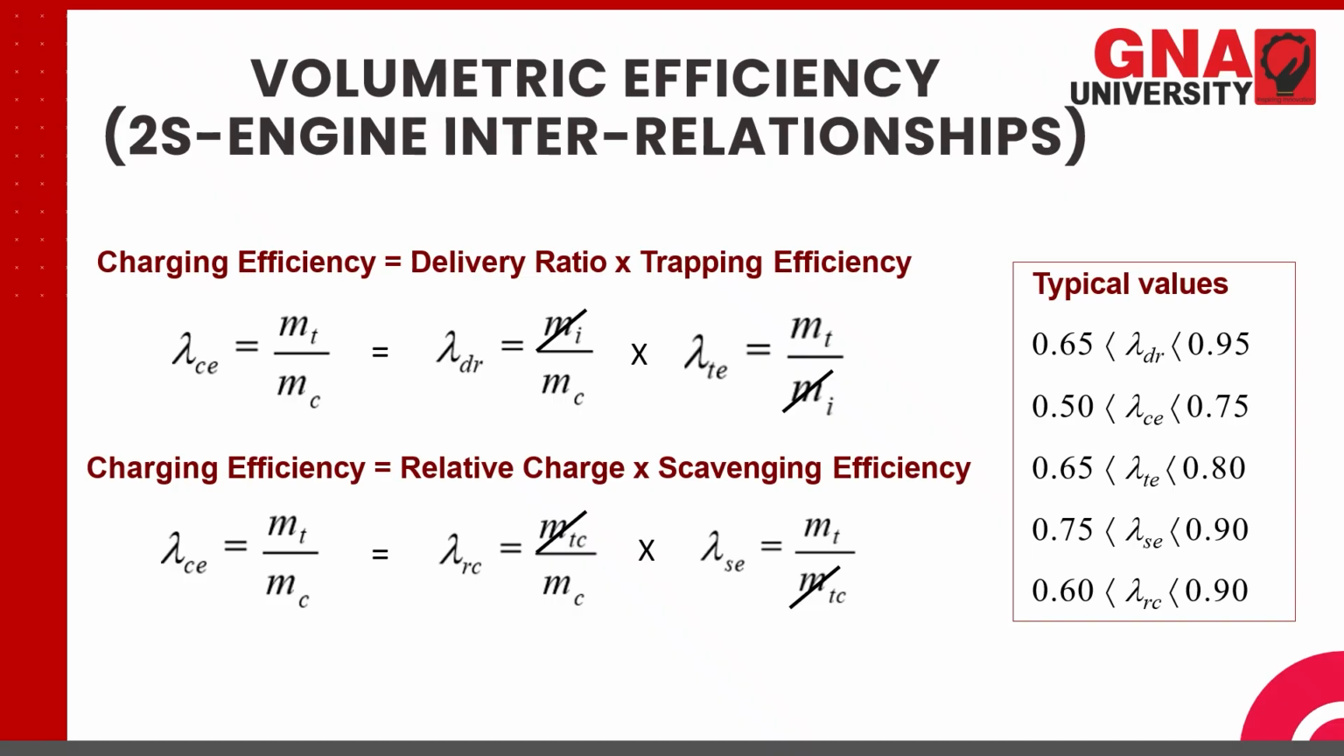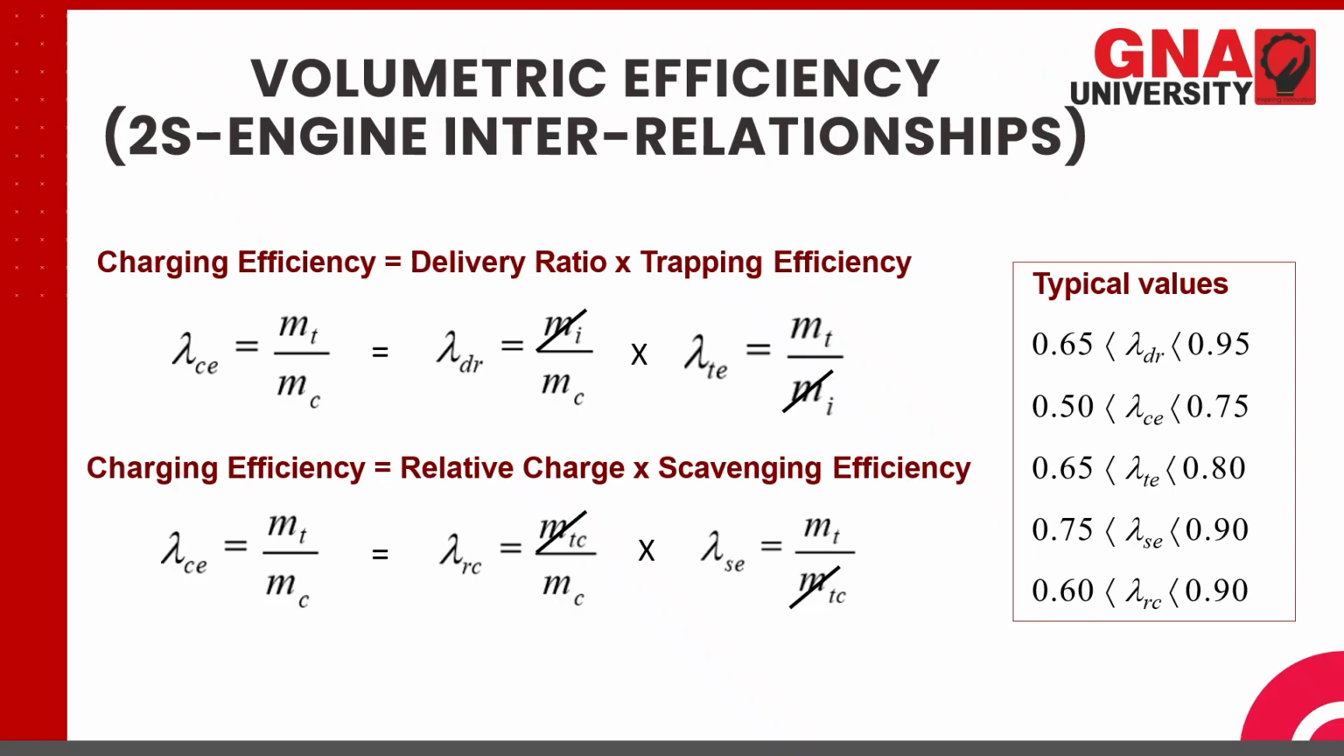Similarly, charging efficiency can also be written as the product of relative charge and scavenging efficiency. Relative charge is again the total charge which is trapped divided by the maximum amount which can be contained in the engine, MTC by MC. Similarly, scavenging efficiency can be written as MT upon MTC. MTC cancels out and you get the charging efficiency.